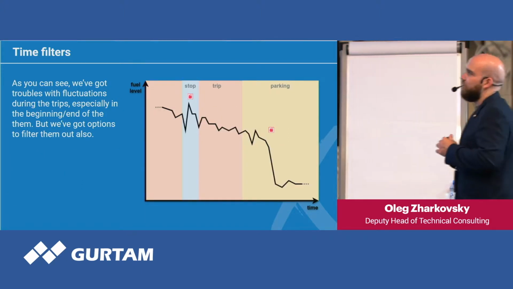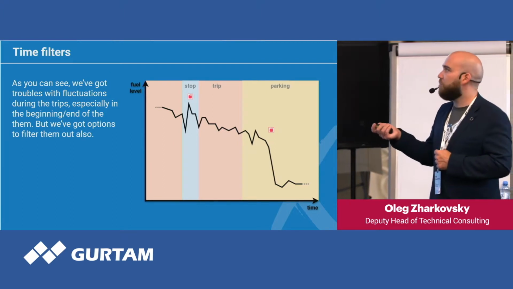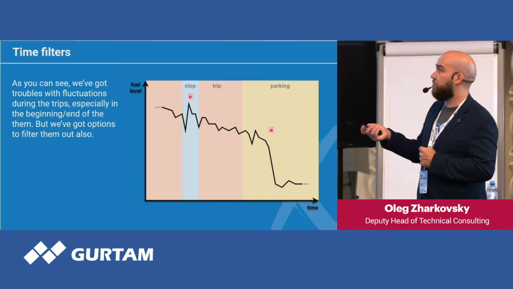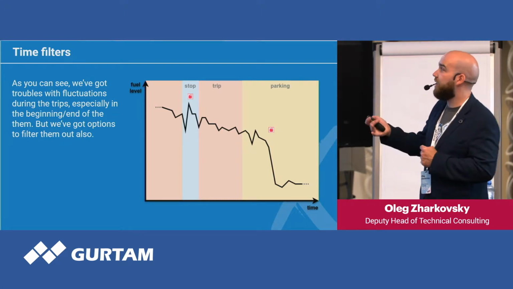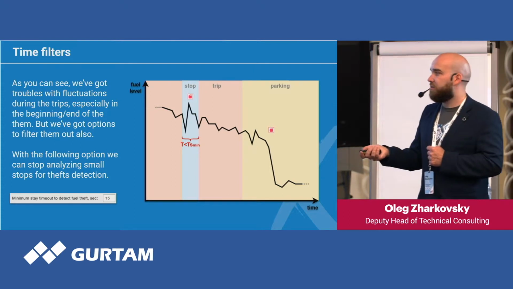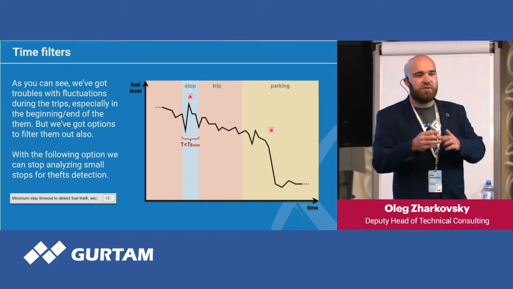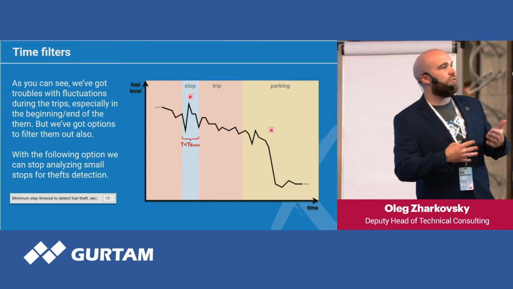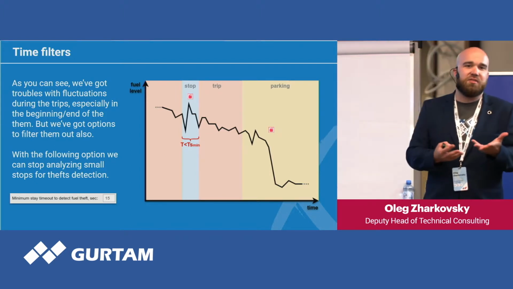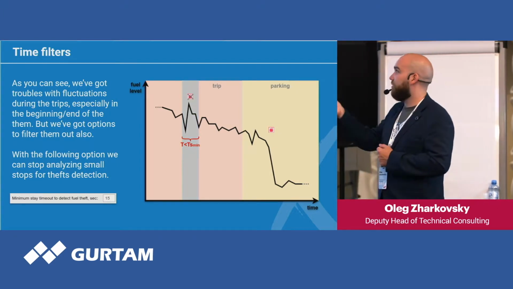The next time filter is connected with the stops. During small stops, there can be a huge fluctuation that can be recognized as a theft. But we can activate the timeout for the duration of the stop. So if the stop is too small, then we are not going to analyze it for thefts. Easy enough. And here it is.